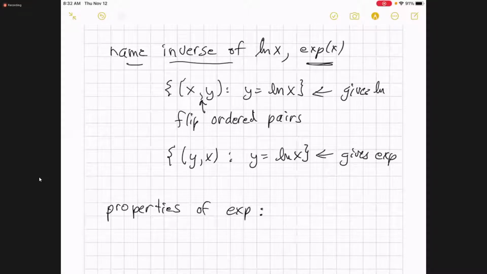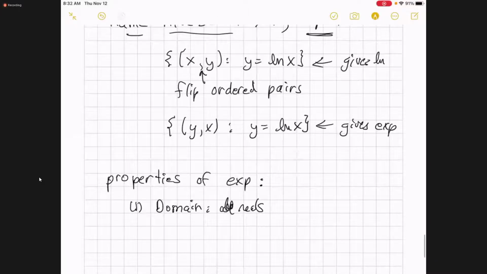Let's see. Its domain, all the reals, and its range, positive reals.